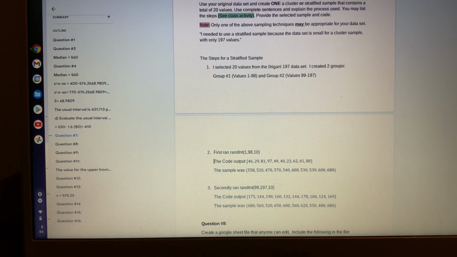As you can see, I gave you guys the code that I ran on the calculator itself, and this was my code output, which provided the sample from that. And then the second group, I also provided the code that I ran on the calculator, as well as the code output and the sample itself.